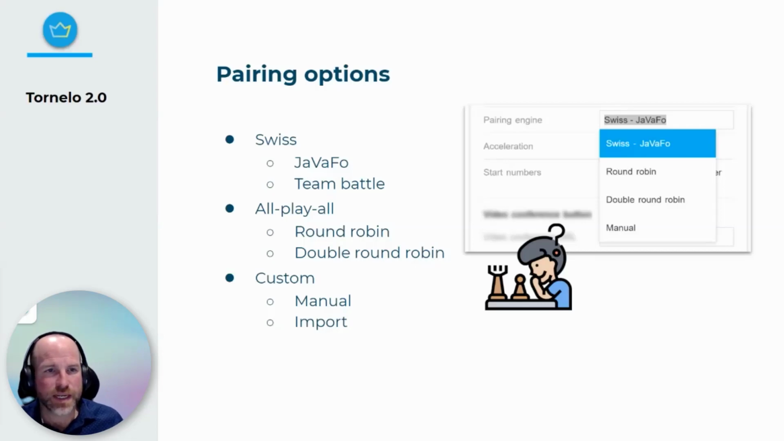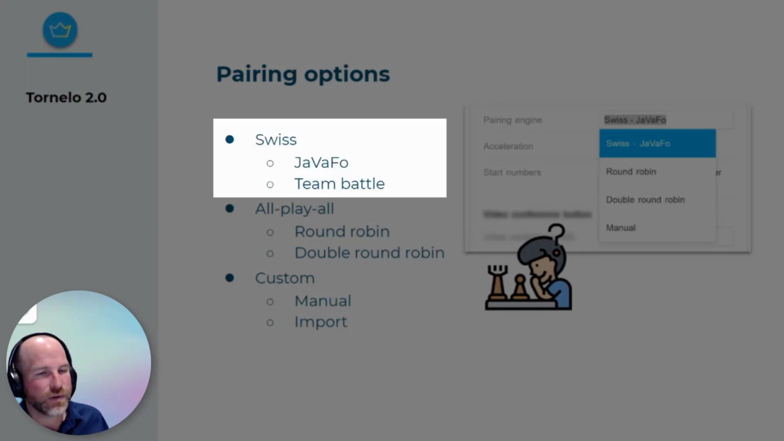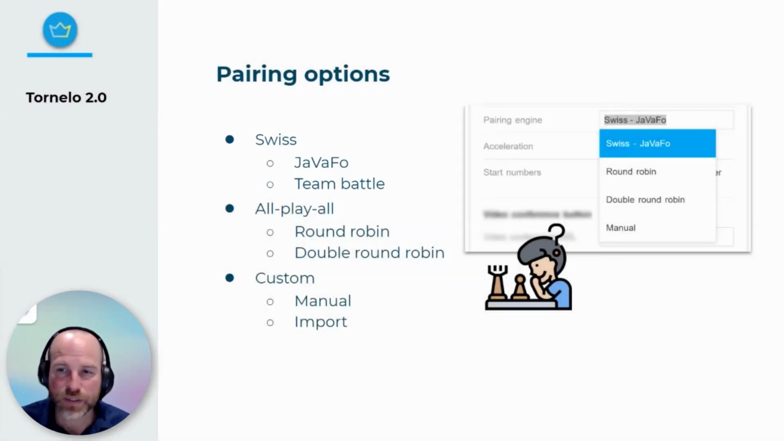JavaFo has been updated now, so we can run team battles using JavaFo. So if you're running a teams tournament, not in an Olympiad style format with board 1 against board 1, 2 against 2, that's coming soon. But if you're running a teams tournament where you have all the players in the tournament playing an individual Swiss, but players from the same team barred from playing against each other, that's what we would call a team battle. And JavaFo will now handle those team battle tournaments for you.